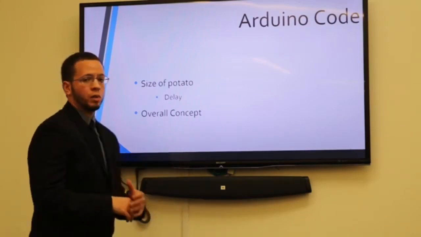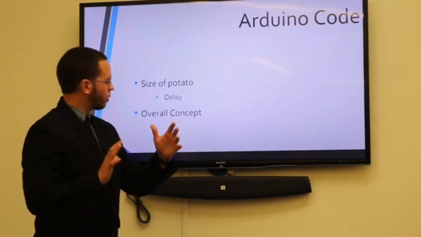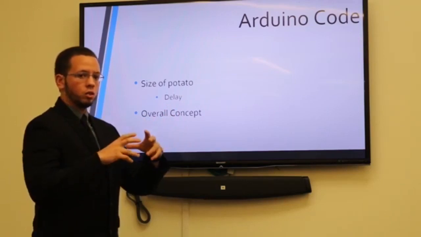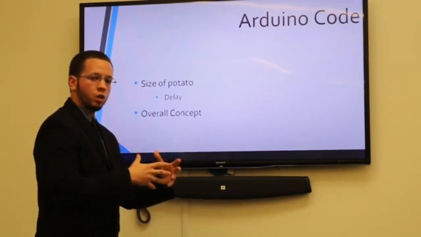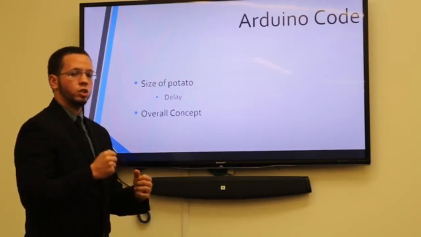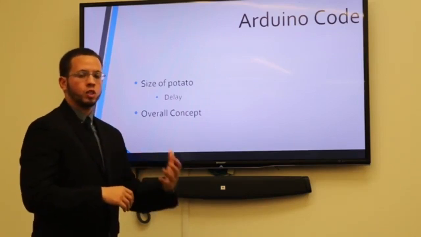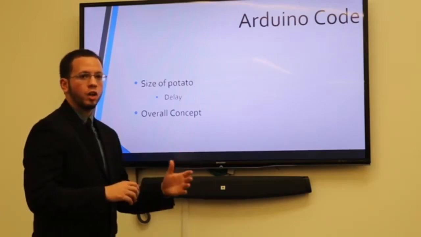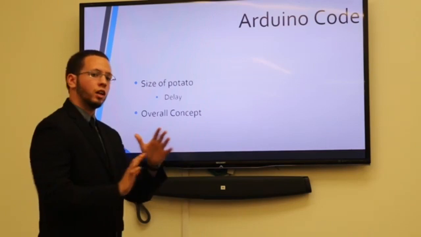Our overall concept, as stated earlier, is that our delay will coincide with the size of the potato. If a bigger potato is loaded onto the system, it will create a longer delay in order to generate more speed to then cut the potato. However, if a smaller potato is placed in the system, a smaller delay will occur, and therefore not allow so much force to then cut the potato in half.